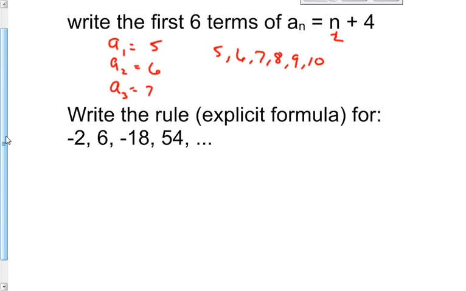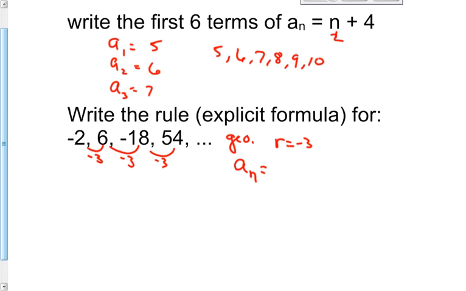Second question here, write the rule or the explicit formula for negative 2, 6, negative 18, and 54. Now remember, in order to decide what kind of rule we need, we have to decide is it arithmetic or geometric, and to do that we have to go backwards and decide if we should subtract and get the same thing or if we divide. 6 divided by negative 2 is negative 3. Negative 18 divided by 6 is negative 3. This one looks like it's going to be geometric because every time we divide, we get the same common ratio. So this one is geometric. Common ratio is negative 3.